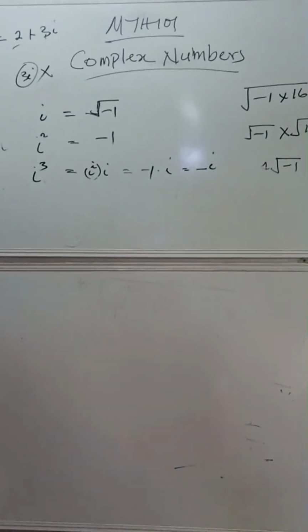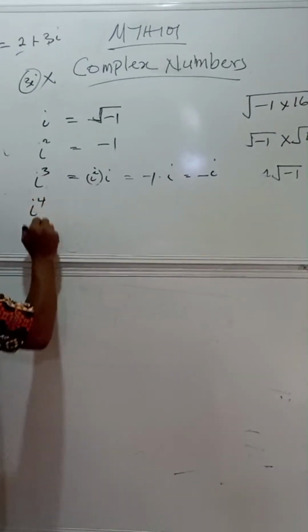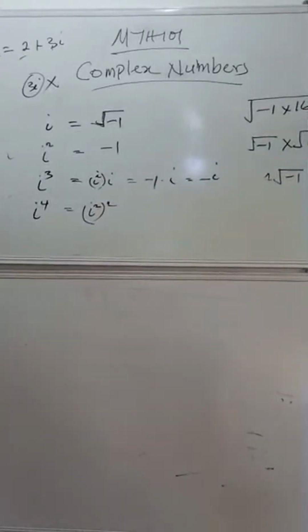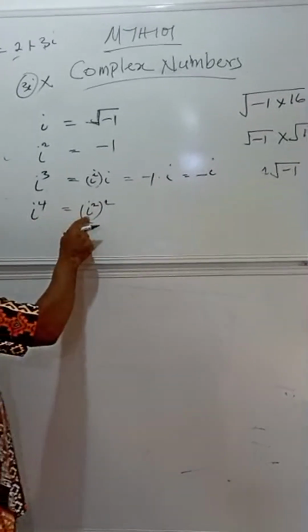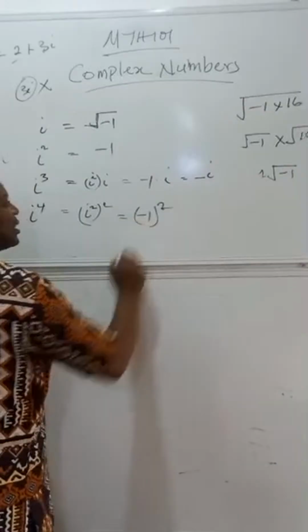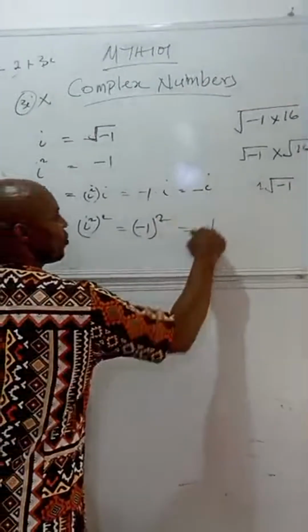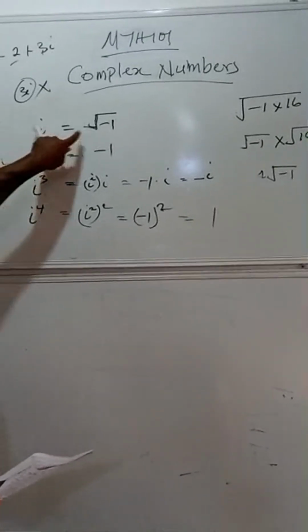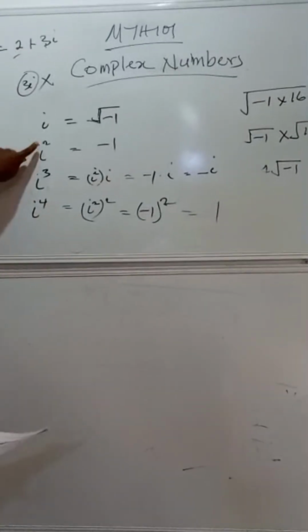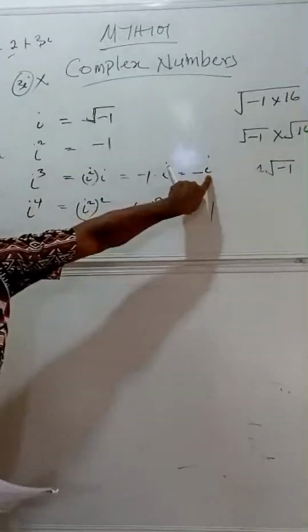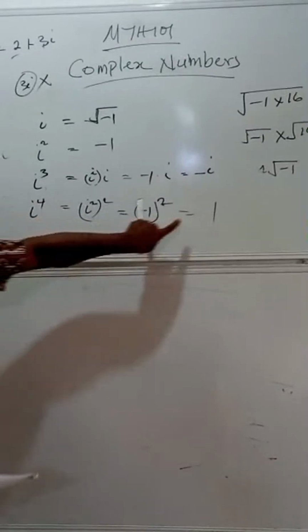Now, if we're interested in i raised to power 4, that is i squared times i squared, which will give you this. But remember that i squared is already -1, and if you square it, it's going to give you 1. So look at how it goes. i gives you the square root of -1, whereas i squared is equal to -1. i raised to power 3 gives you minus i, and i raised to power 4 gives you 1.